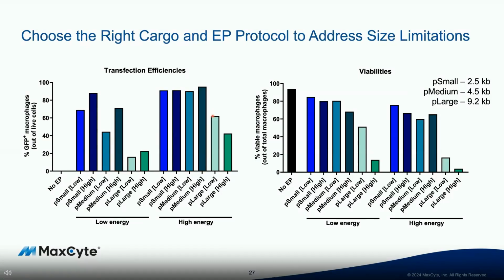The other consideration too is that the large DNA plasmid has a bigger impact on the cell viability. So you can see even at the lower energy with the higher DNA, you're getting less than 20% cell viability. And then in terms of higher energy, with higher DNA, the cell viability drops even further. So you do need to balance the size of the DNA plasmid, the concentration of DNA, and the energy that you're delivering.